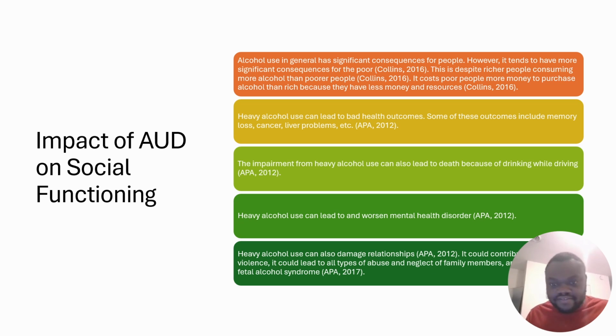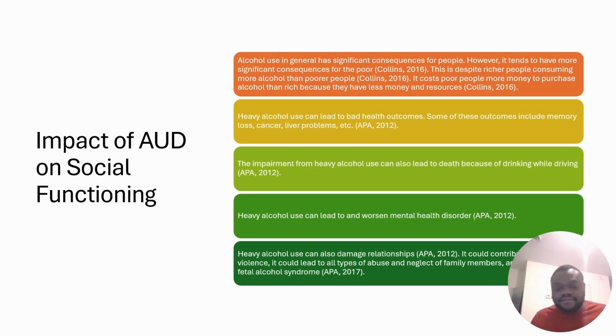And then as a result of this impairment, obviously it could lead to people making bad choices, which could be drinking while driving, and drinking while driving could lead to accidents. It could lead to loss of life, not just your life. It could also lead to homicide, you killing someone. AUD can also induce or worsen mental health disorders like anxiety and depression.